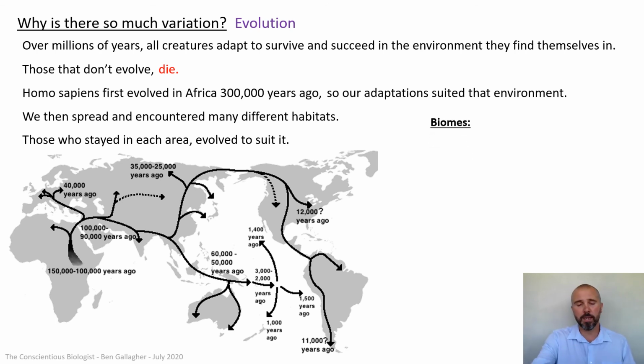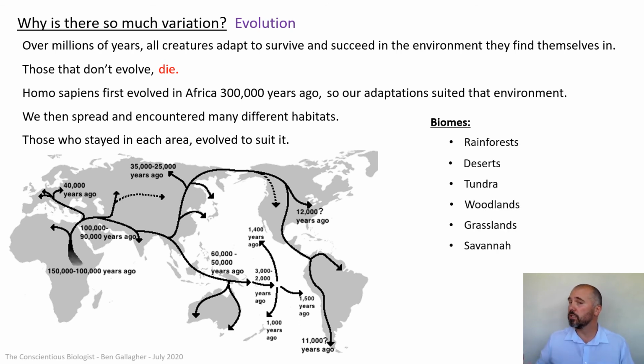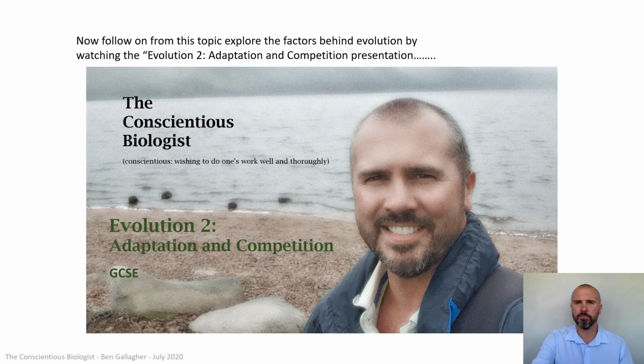But all over the planet, there are these different biomes that we live in. You've got rainforests, deserts, tundra, woodlands, grasslands, savanna, all these different places. And in each one of those, we were required to adapt and evolve in different ways to survive in those areas. So really, all of this variation is all about surviving.